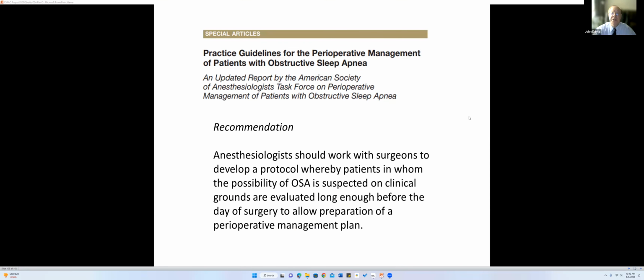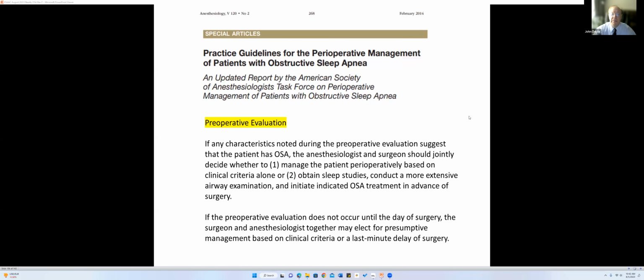And recommendations from this: they should work with surgeons to develop a protocol whereby patients in whom the possibility of OSA is suspected on clinical grounds are evaluated long enough before the day of surgery to allow preparation of a perioperative management plan. Perioperative evaluation: they have to decide whether to evaluate the patients based on clinical criteria alone, or whether a sleep study might be more advantageous, but it takes a long time and, of course, can be expensive.